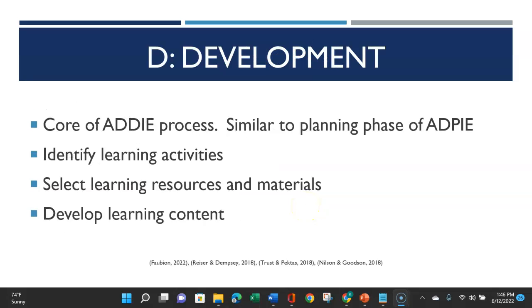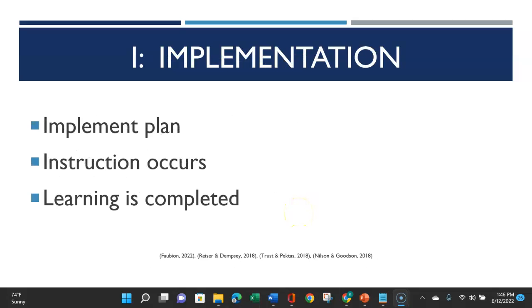Development. This is the core of the ADDIE process and is similar to planning with ADPIE. In development, we'll identify learning activities, select resources, materials, and develop content. This is where our creativity is really seen. Implementation. Here, we implement our planned and designed and developed learning. Instruction will occur and our learning is completed during the implementation phase.